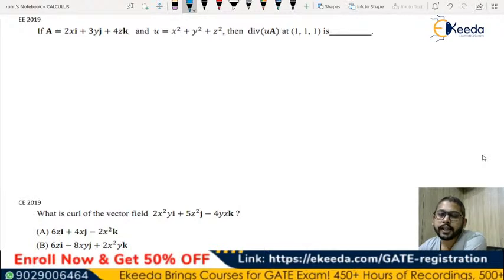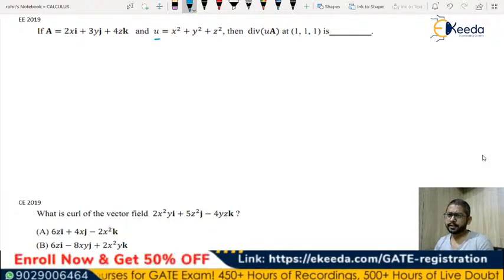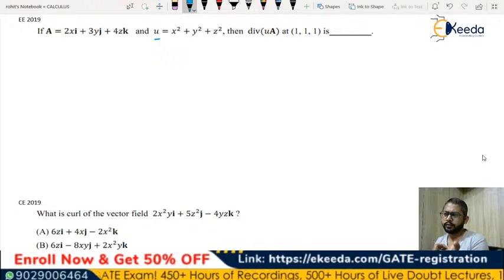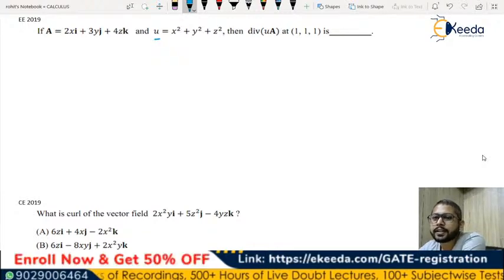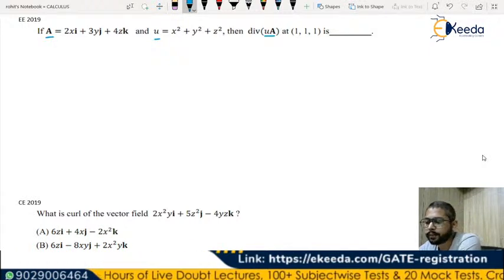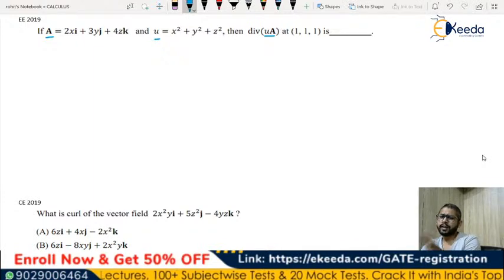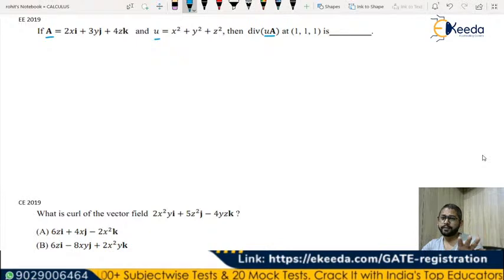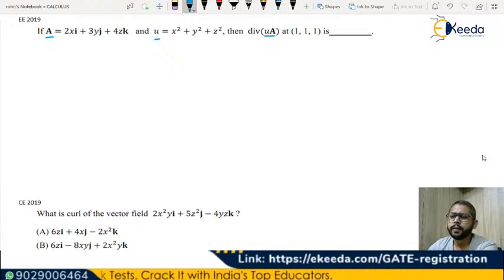There's an extra function here, u. What is u? Is this u a scalar or a vector? U is a scalar function. That means u into a. What is a? A is a vector quantity. That means you are multiplying a scalar with a vector function. I'm not saying it is a constant function. I'm saying it is a scalar function. So a scalar with a vector will give you another vector only, right?